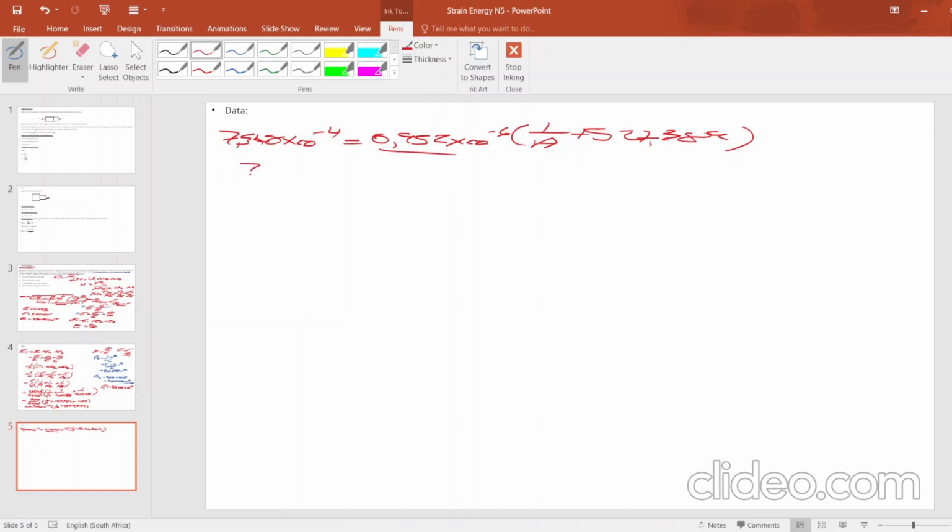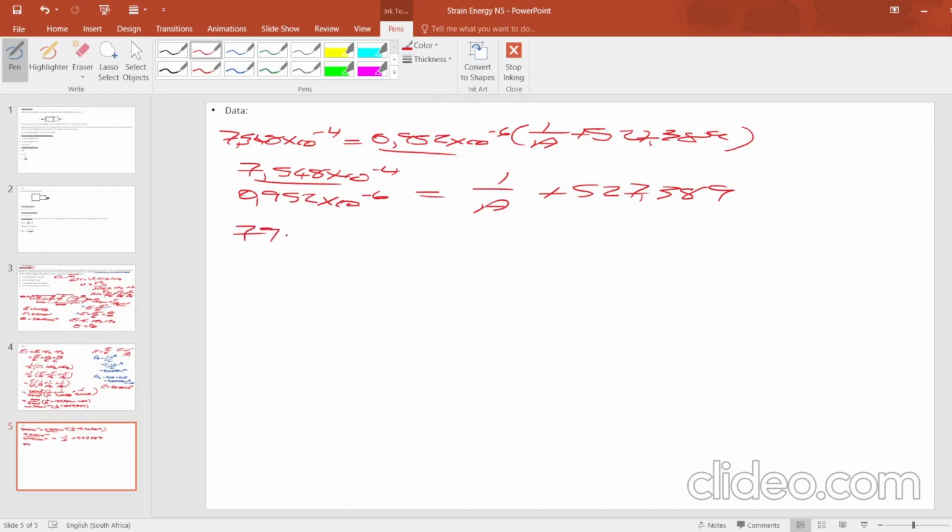Then we are having 7,548 times 10 to the power negative 4, divided by 0.952 times 10 to the power negative 6, equals 1 over A plus 527,389. Right. Then this side, when we punch it in a calculator, gives us 792,54. Right. Then we transpose that one to the other side, minus 527,389 equals 1 over A.